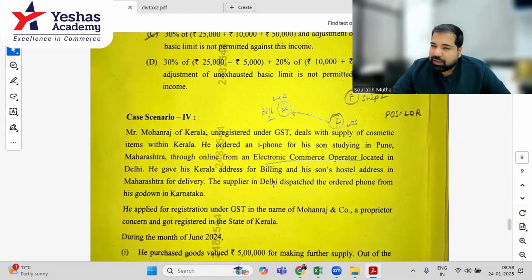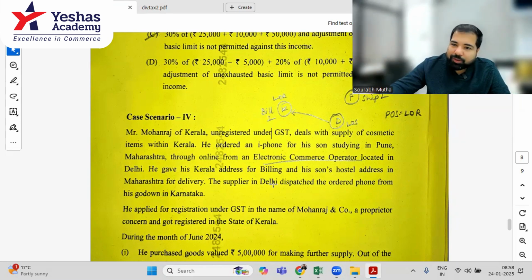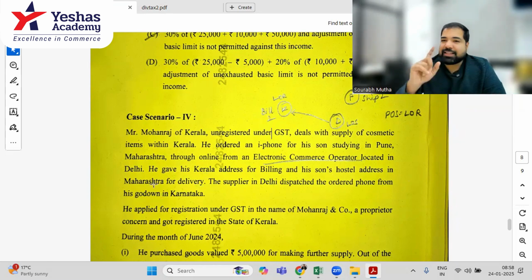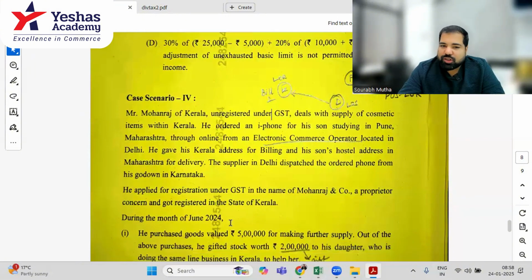So, although there are many, many states, don't worry. For place of supply, section 10, there's a good shortcut. In case of any movement of goods, it is wherever the goods movement terminates. The goods movement here terminated for delivery in Maharashtra. So, Maharashtra will be the place of supply. The section is section 10(1)(a). If you remember the shortcut, arrive. Next. Then he applied for registration under GST in the name of Mr. Mohan Raj, a proprietor.